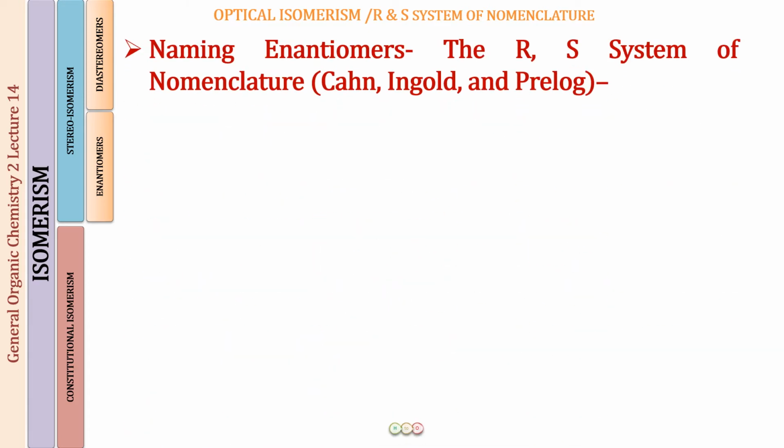So the RS system of nomenclature for naming the enantiomers was given by three scientists, Cahn, Ingold and Prelog, and therefore this is also called the Cahn, Ingold, Prelog system of nomenclature, and this has been recognized by the IUPAC. So this is going to be a part of the IUPAC system of nomenclature of organic compounds. Wherever there is a chiral compound, you will have to name it according to this RS system of nomenclature. Otherwise, the name is not going to be complete.